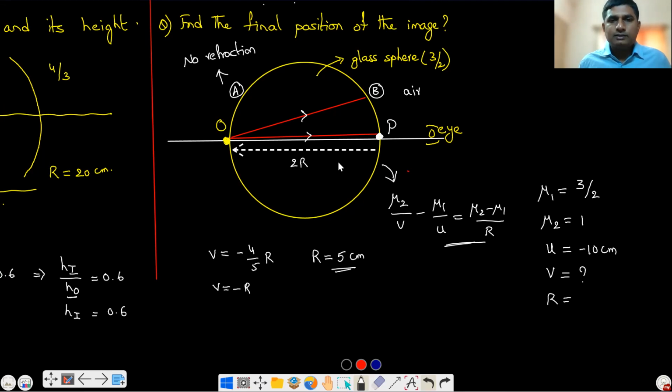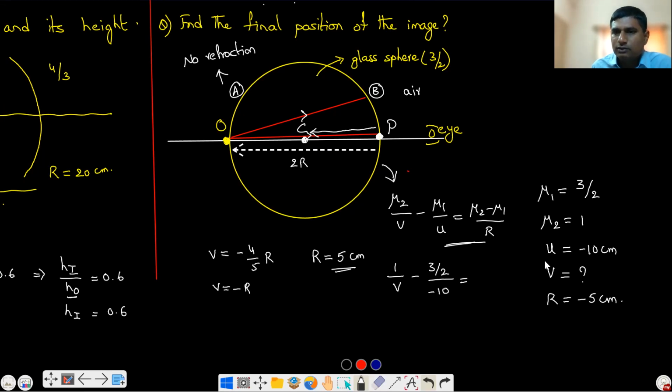So what is the radius of curvature here? Now this is the center, correct or not? So radius of curvature means from here to here. This is also what? Minus 5 centimeters. Now you just have to apply this formula. That's all. Now mu2, what is mu2? 1 by V minus what is mu1? 3 by 2 by U. U is what? Minus 10 is equal to mu2 1 minus 3 by 2 by what is R? Minus 5.